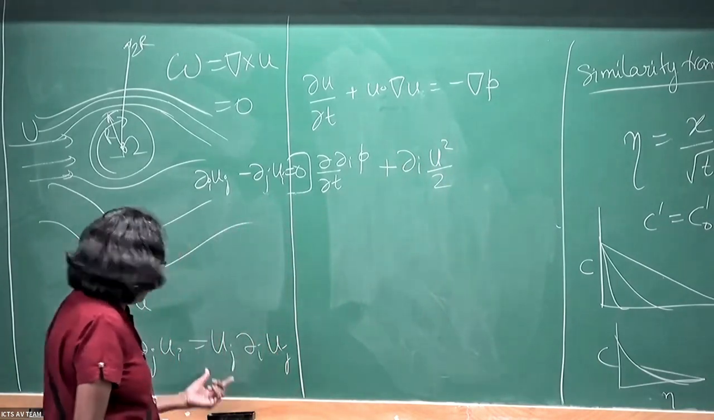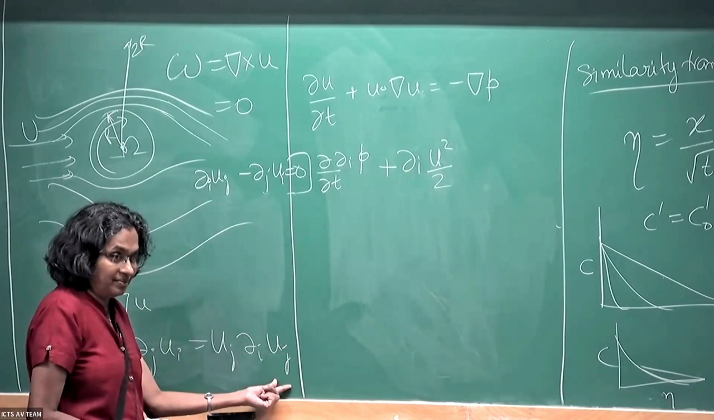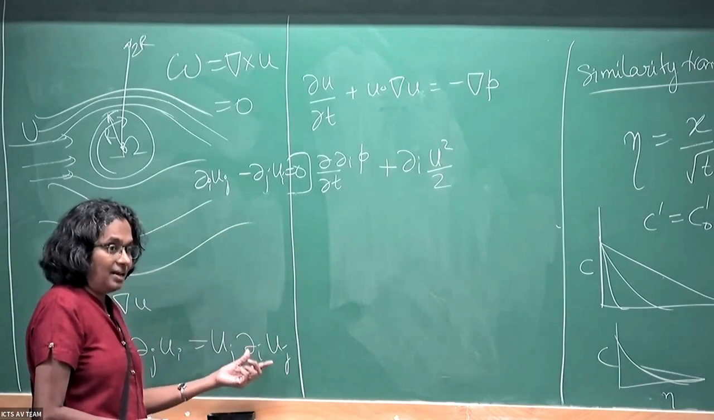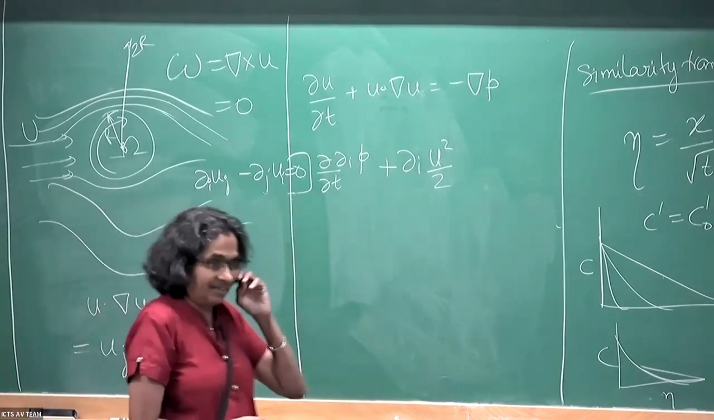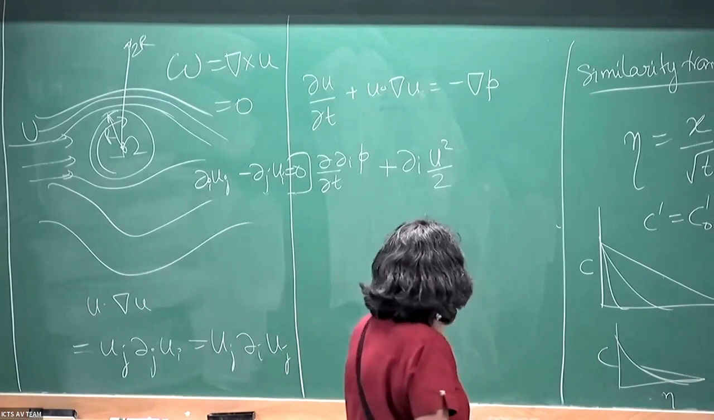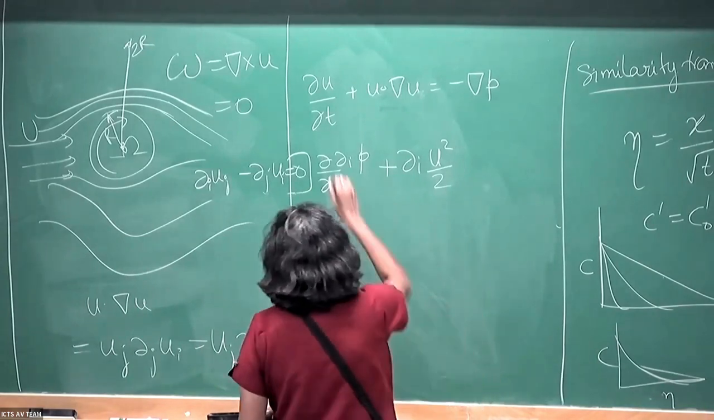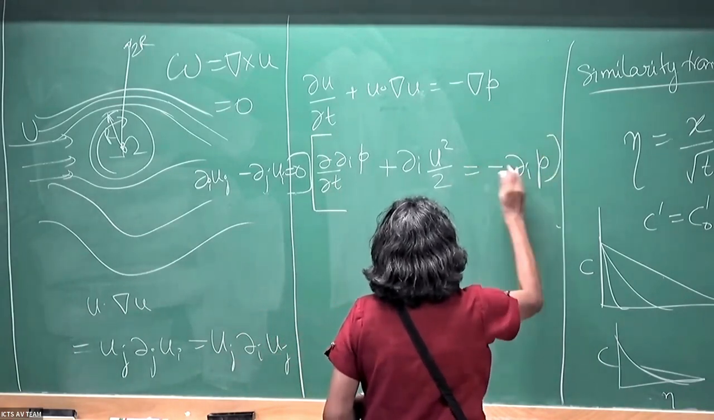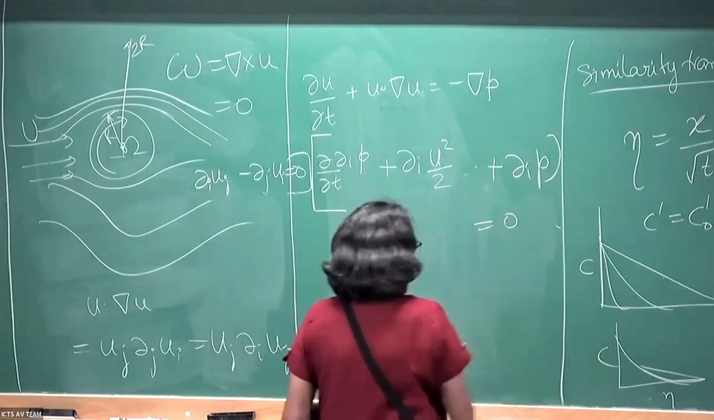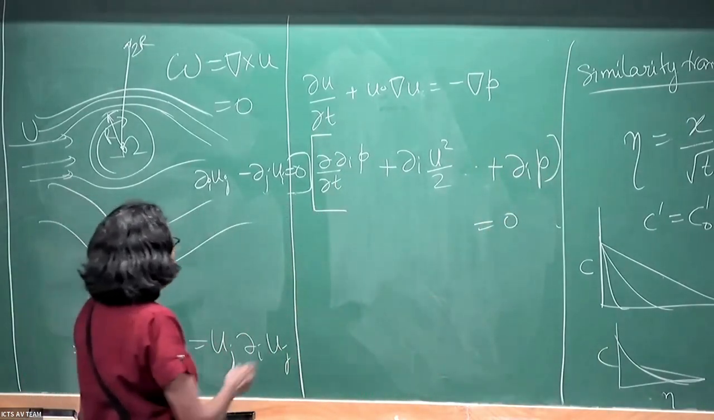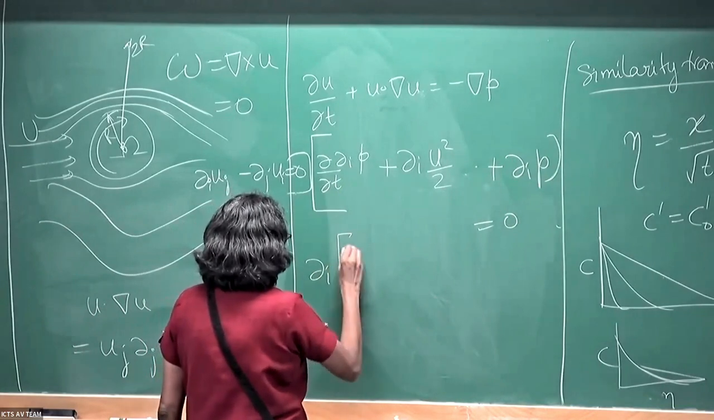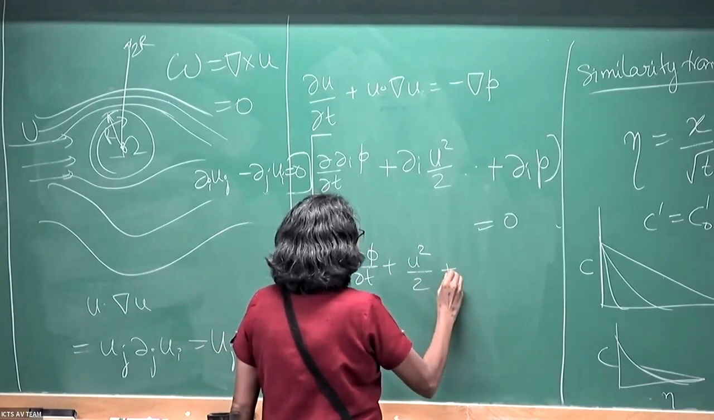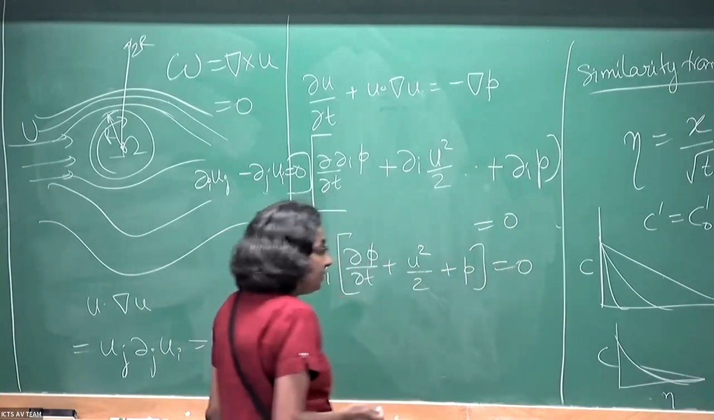So u del u, I take the u inside. Del of u square, del of u square ka half is this. Got it? Okay, so I've written it like this. And so I've written this part equal to minus del i p, or I can write plus del i p equal to zero. So I take the del i out: del i of del phi by del t plus u square by 2 plus p equals 0.